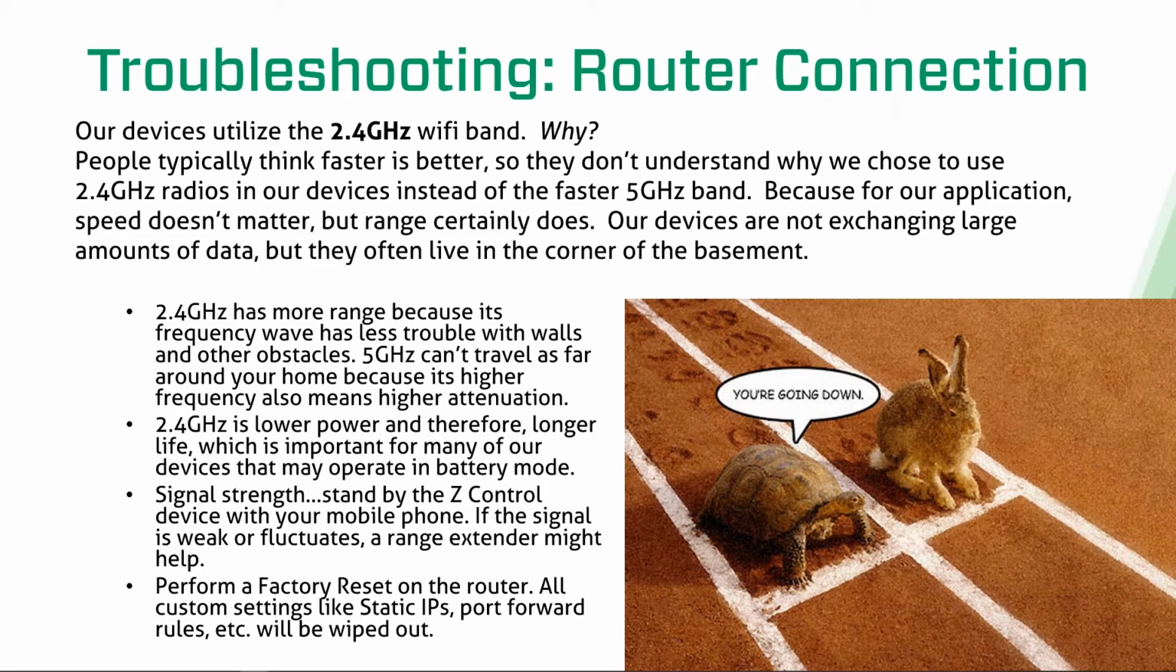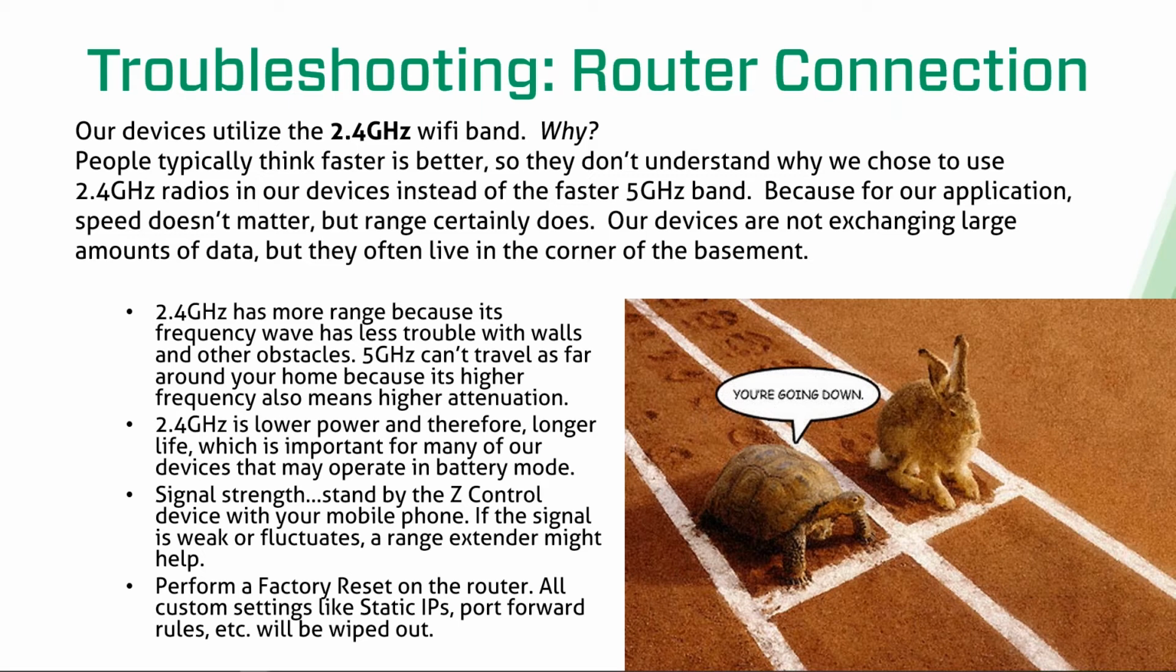2.4, as of right now, is the better band to use. Our application, a device sitting and sending some data to a cloud, the speed doesn't matter. Range matters. Our devices are down in the corner of the basement, maybe just at the edge of the range of that router. We need range more so than we need speed. Speed, 5 gigahertz, you want to use that band absolutely if you're streaming movies and that kind of thing. We'll never use all the speed available at 2.4, let alone 5 gigahertz.